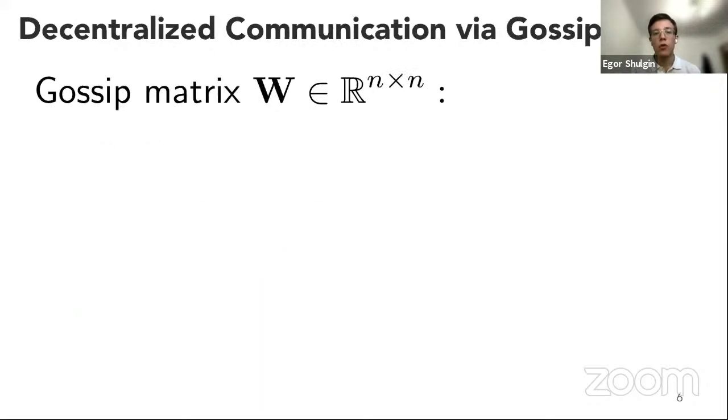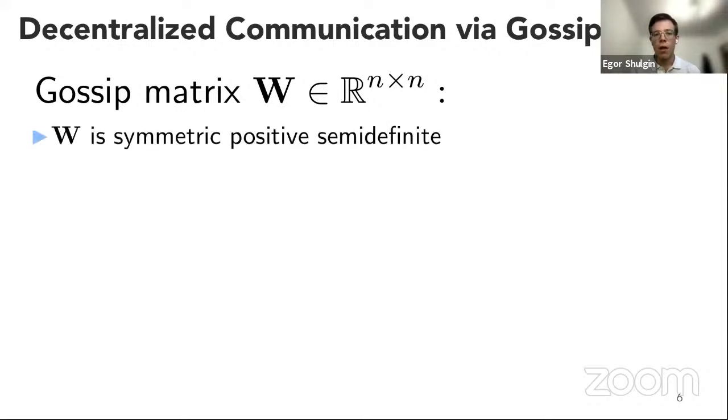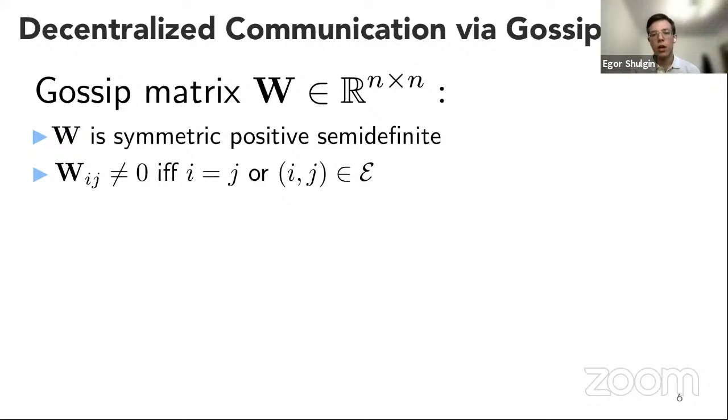We use the gossip matrix W to represent the decentralized communication. This is an n-by-n matrix which satisfies 3 properties. It is symmetric, positive semi-definite. W_ij is non-zero if and only if i is equal to j, or i is a neighbor of j, and the kernel of W is the consensus space.